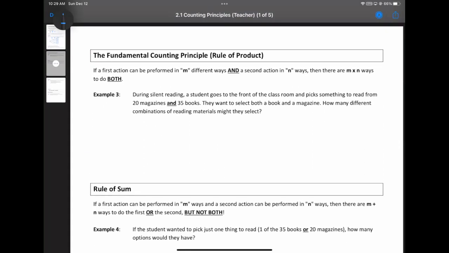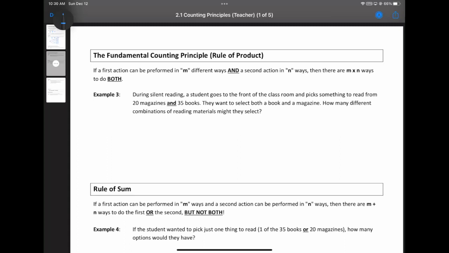Okay, now we're going to look at the fundamental counting principle, which is often known just as the rule of product. And I want to be clear in case any of you have taken calculus that the rule of product is not the same thing as the product rule. Product rule is for derivatives in calculus. The rule of product is a counting principle, and they are not the same thing. Okay, that said, the rule basically says that if we have 2 different actions that are performed, whatever they are, and the first one has m different outcomes, and the second one has n different outcomes, then the number of ways we can do both is m times n.